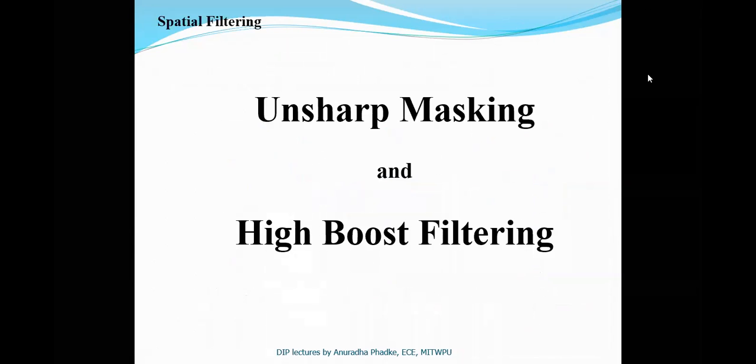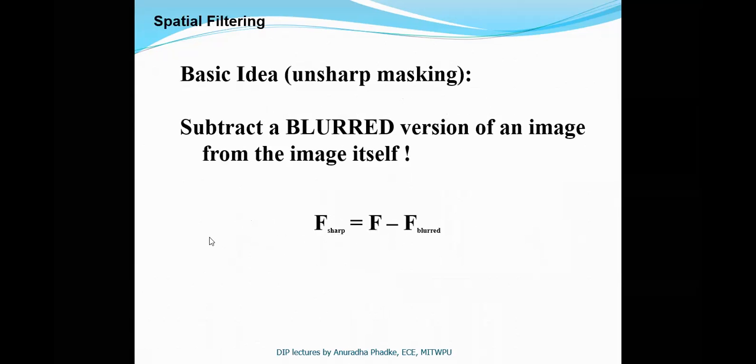Now we move to next small topic remaining from your unit 2, that is unsharp masking and high boost filtering. Okay, so in unsharp masking, basic idea is to subtract a blurred version of an image from the image itself. Okay, so we can obtain sharpened image by subtracting blurred version from original image.